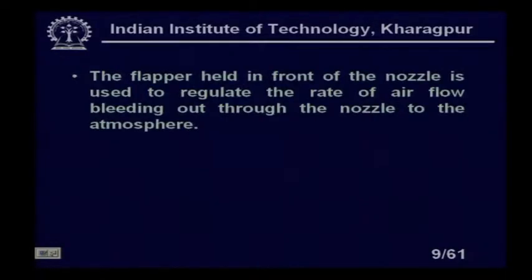That means it is saying that the flapper nozzle system consists of a chamber of small volume connected to a constant pressure source on one side, which is the supply pressure, and vented or bled on the other side to the atmosphere through a nozzle. The flapper in front of the nozzle is used to regulate the rate of airflow bleeding out through the nozzle to the atmosphere. As I told you, we have explained how the movement of the flapper will regulate the rate of the air which is bleeding to the atmosphere.